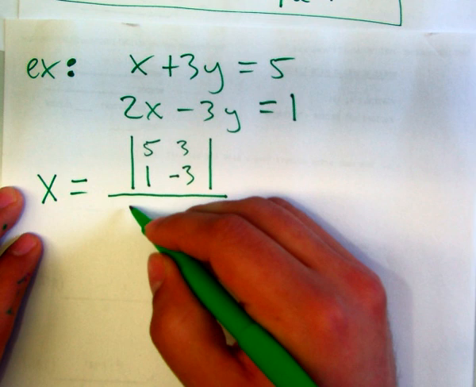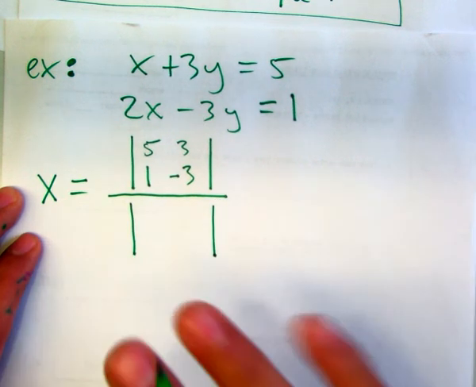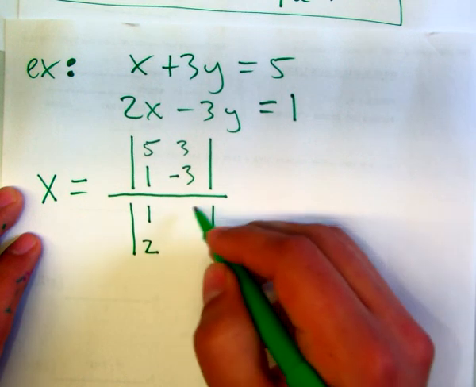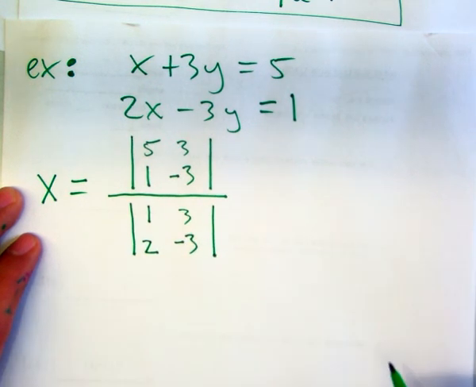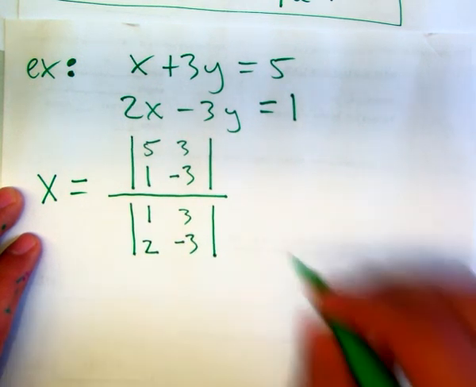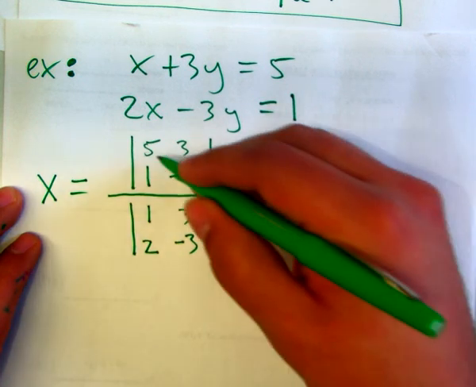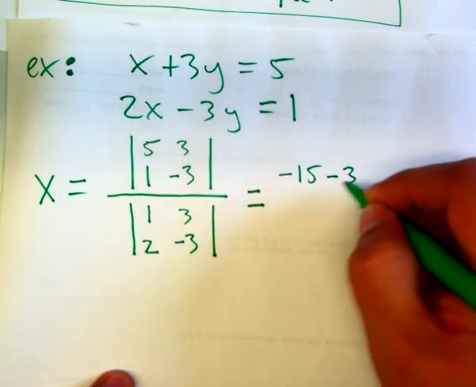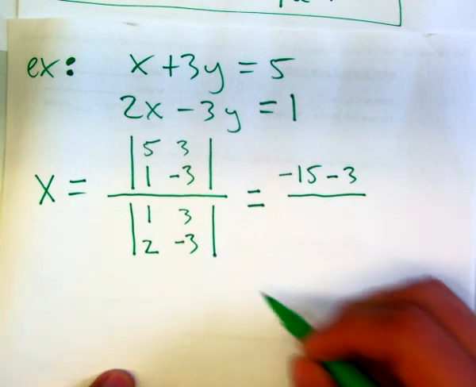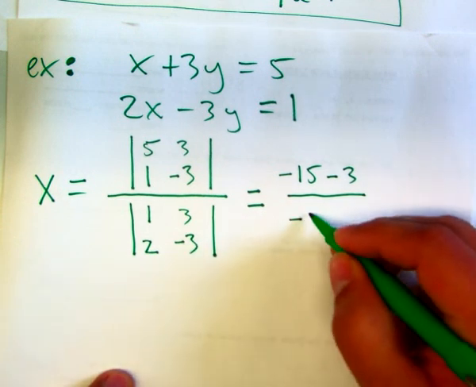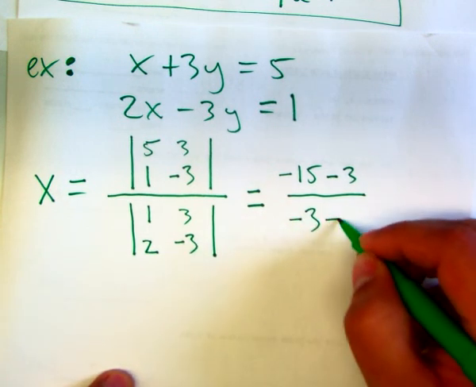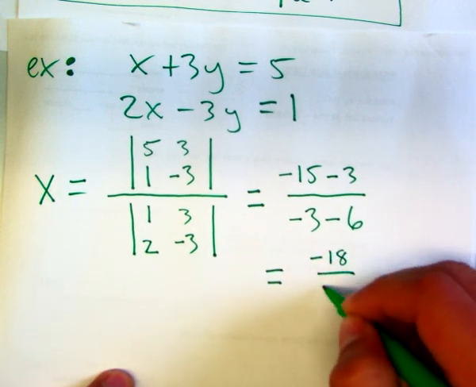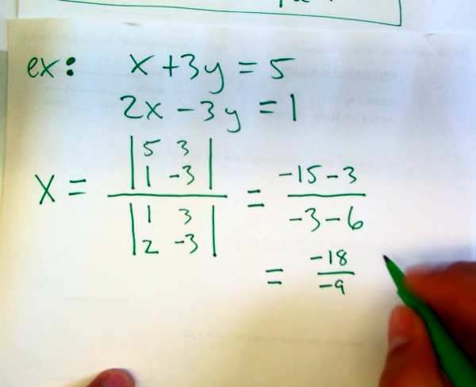The bottom is always just the regular coefficients. So we're going to write down 1 and 2 for the x column and 3 and negative 3 for the y column. If we go ahead and calculate this, we get negative 15 minus 3. Everybody with me? What's the bottom going to be? Negative 3 minus 6. And now we just simplify. We get negative 18 over negative 9. So x is 2.